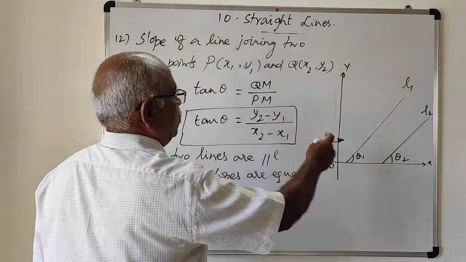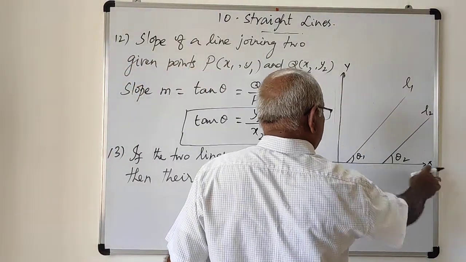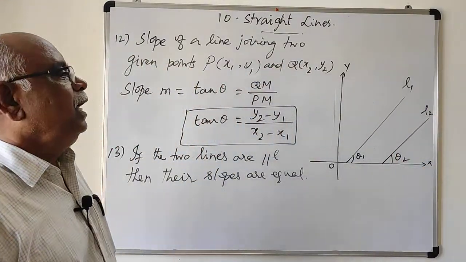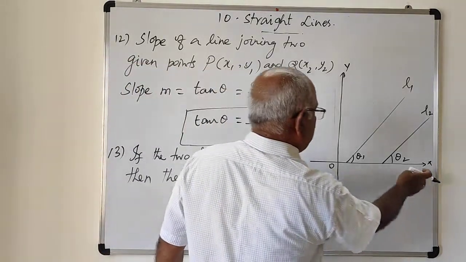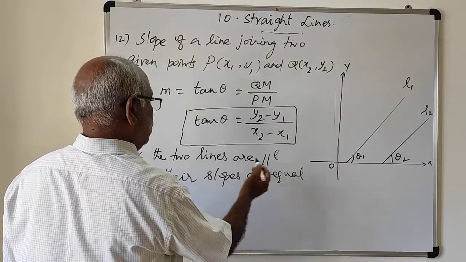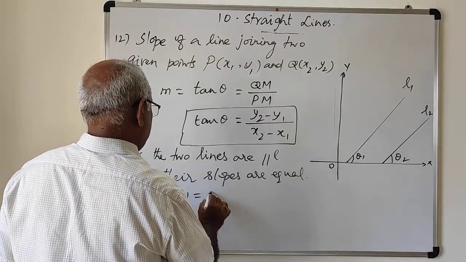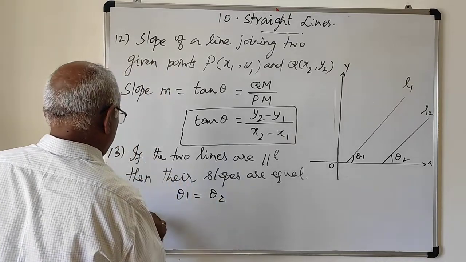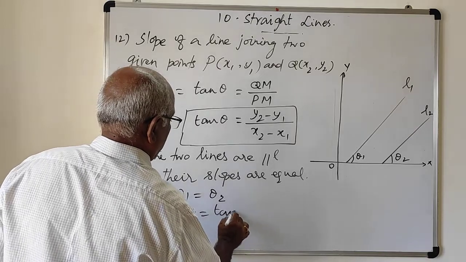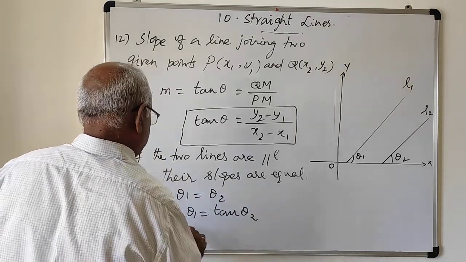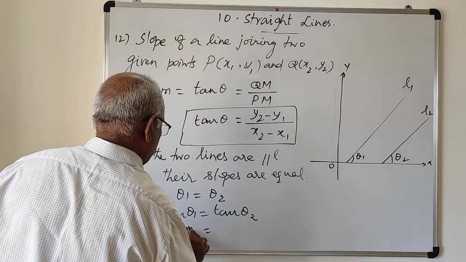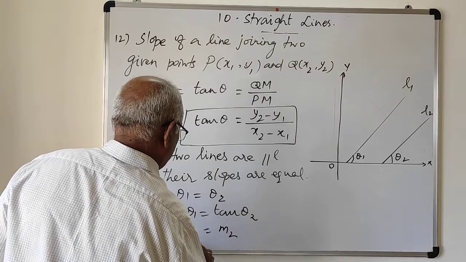Therefore, L1 makes an angle theta 1 with the positive direction of the x-axis, and L2 makes an angle theta 2. Since the two lines are parallel and OX is a transversal, theta 1 and theta 2 are equal. Therefore, if the two lines are parallel, theta 1 equals theta 2. Therefore, tan theta 1 equals tan theta 2, so the slopes are equal. Tan theta 1 is M1, the slope of the second line is M2, so M1 equals M2. Slopes are equal.